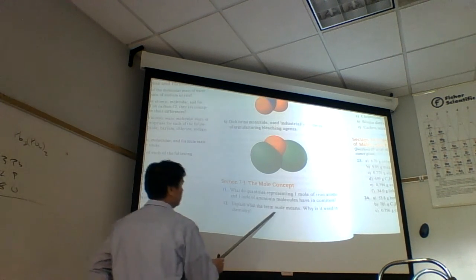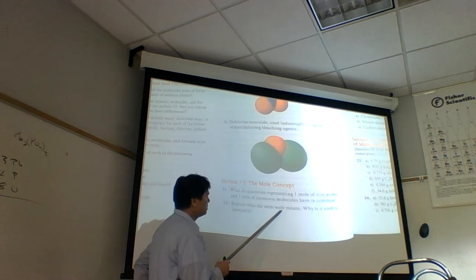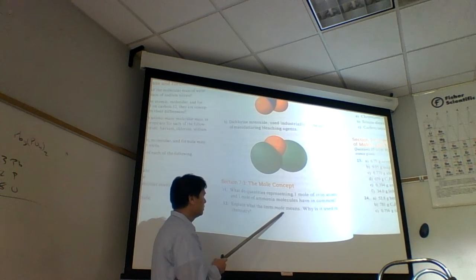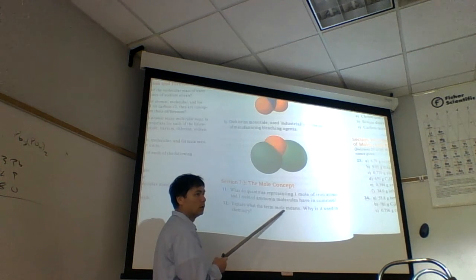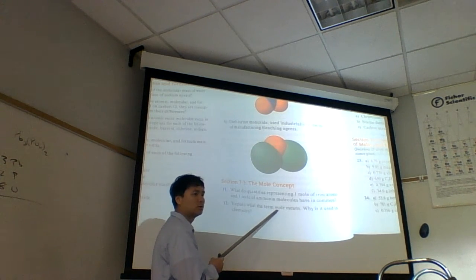Explain what the term mole means. What does a mole mean? This is like explaining what a dozen means. Well, a dozen means 12, right? And so you could say a mole means 6.022 times 10 to the 23rd, but you should go beyond that, because where does that number come from? Where does 6.022 times 10 to the 23rd originate?